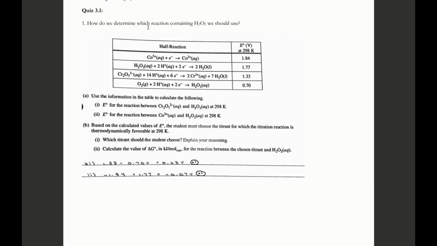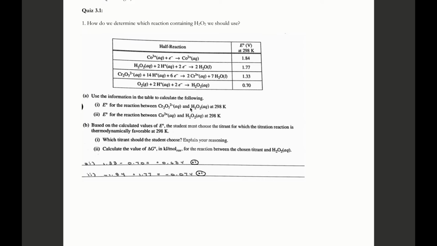For quiz 3.1, the question was, how do we determine which reaction containing H2O2 we should use? This was for A-I and A-II. Keep in mind, you have to consider what your reactants are. There's a reaction between Cr2O7 2- and H2O2. So this dichromate has to be a reactant. This is going to be your reduction half reaction, which means hydrogen peroxide has to be your oxidation.